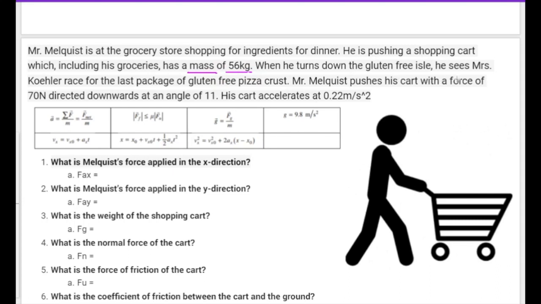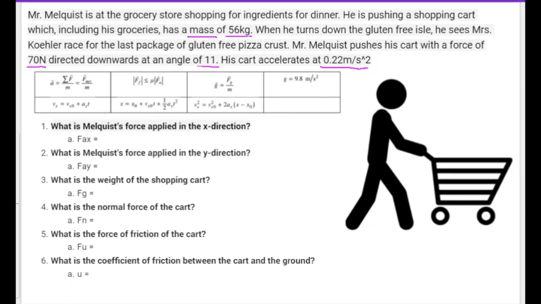When he turns down the gluten-free aisle, he sees Mrs. Kaler race for the last package of gluten-free pizza crust. Mr. Melquist pushes his cart with a force of 70 newtons directed downward at an angle of 11 degrees. His cart accelerates at 0.22 meters per second squared.